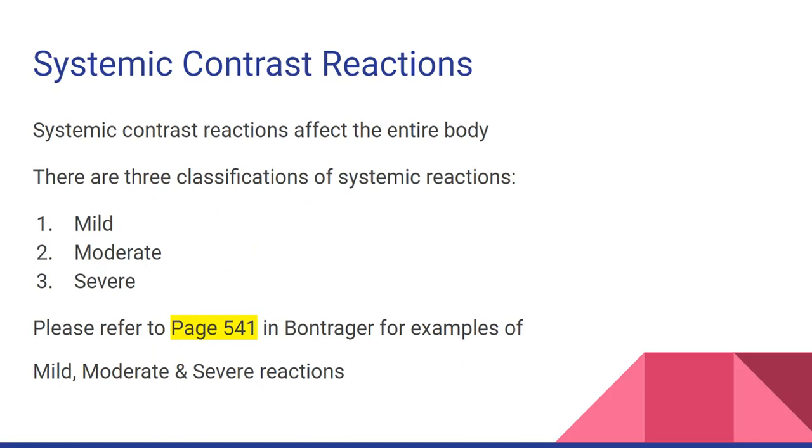There is a long list of mild reactions, moderate reactions, and severe reactions in Bontrager. We will practice with this information in lecture, but I need you to be familiar. So make flashcards, make a chart, whatever you need to do. Make sure you're familiar with what type of reaction is mild, what is moderate, what is severe. So for example, I am looking on page 541 in the 9th edition of Bontrager.